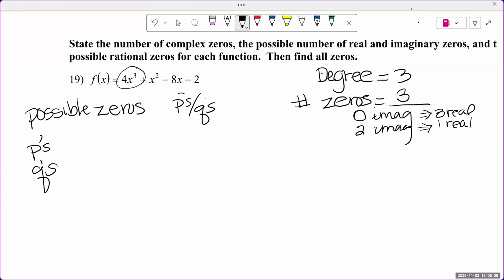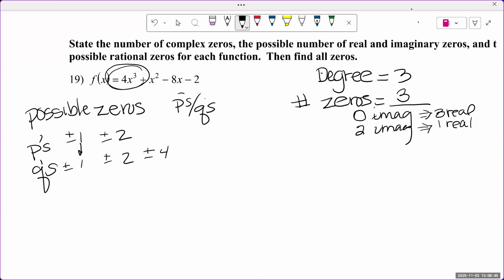So next, possible rational zeros. So we do p's over q's. So the p's are the factors of the linear term. So we have plus or minus 1, plus or minus 2. The q's are the factors of the leading coefficient, plus or minus 1, plus or minus 2, and plus or minus 4. So now our list of possible zeros.